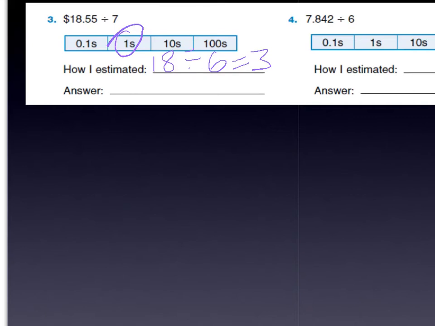All right, so let's do partial quotients. Okay? And again, I'm ignoring my decimal point.